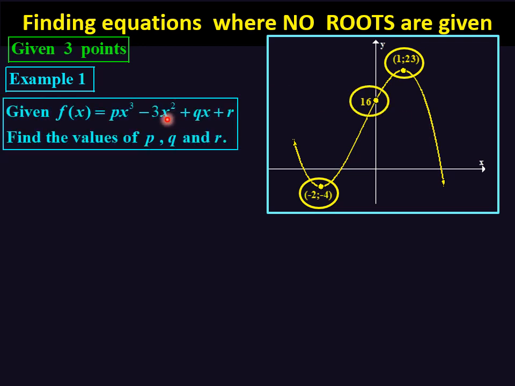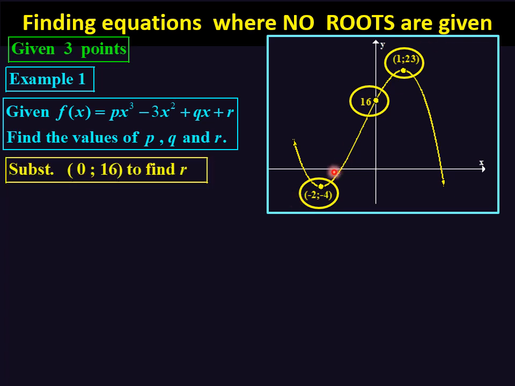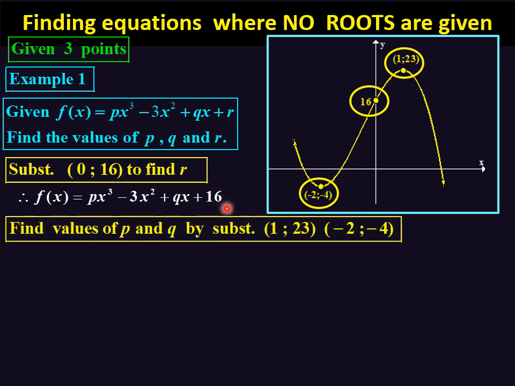Let's look at this. There's a p and a q and an r, so there are 3 unknowns. If there are 3 unknowns, we should have 1, 2, 3 points, right? We need 3. So again we start with the easier one, which is 0 and 16. Substitute 0 and 16. So the r becomes 16. So r is already equal to 16.